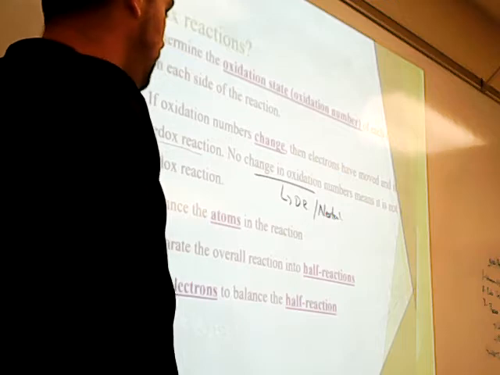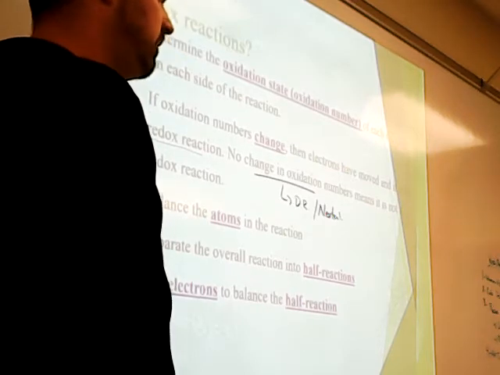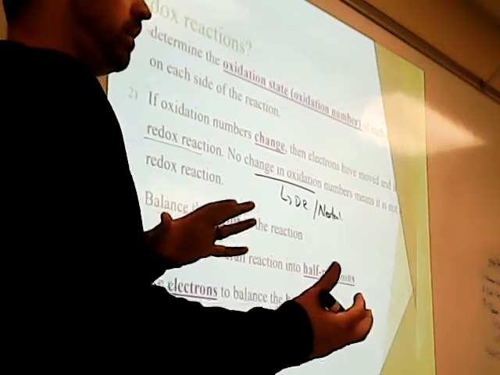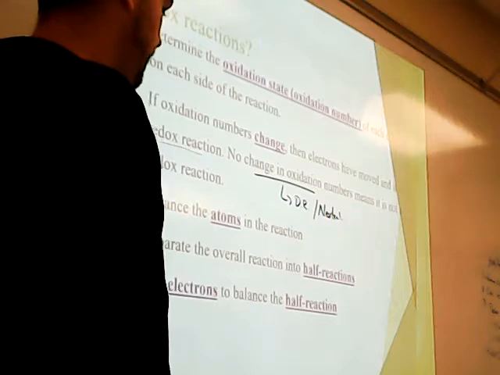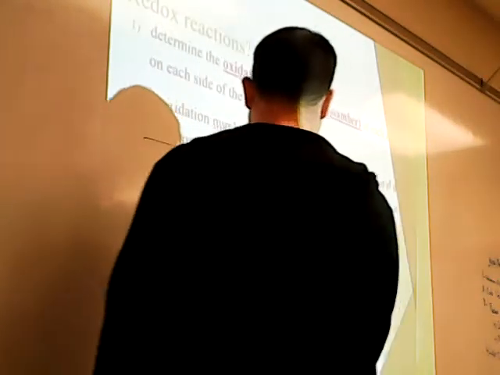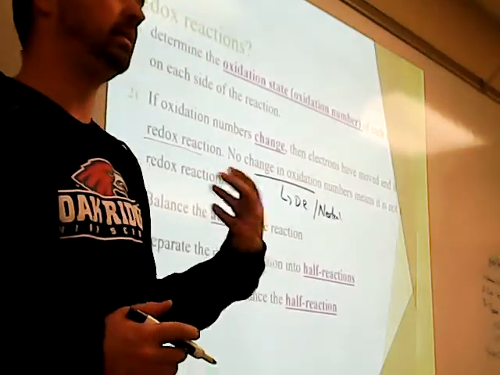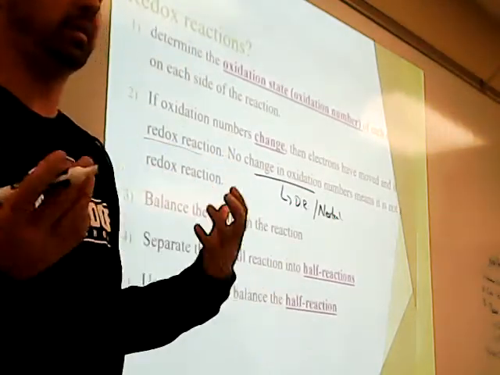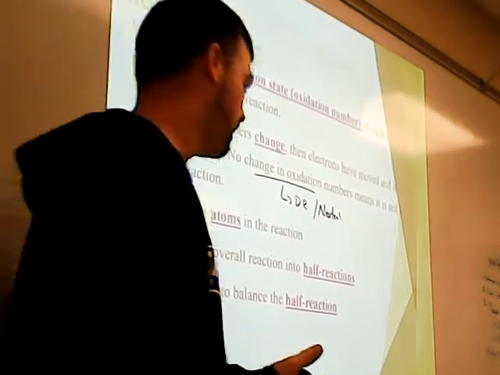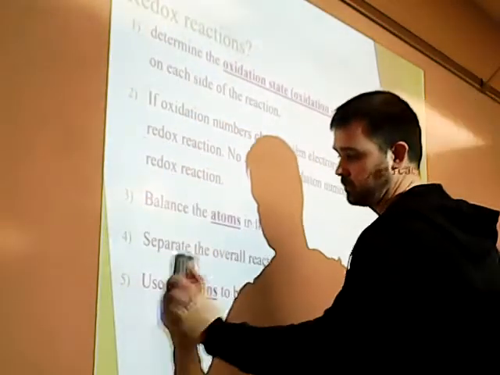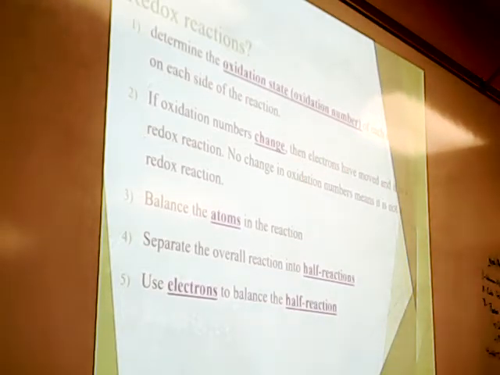All right? We need to balance the equation, and then step 4 and step 5 are going to be the brand new stuff for this part of the lesson. Separate the overall reaction into half reactions, and then use electrons to balance. So we're going to be adding electrons to these equations to make sure they're balanced after we've pulled them out of the normal equation. Okay? Sounds like a bunch of crazy talk until we actually do it, which is usually the theme of the class, right?